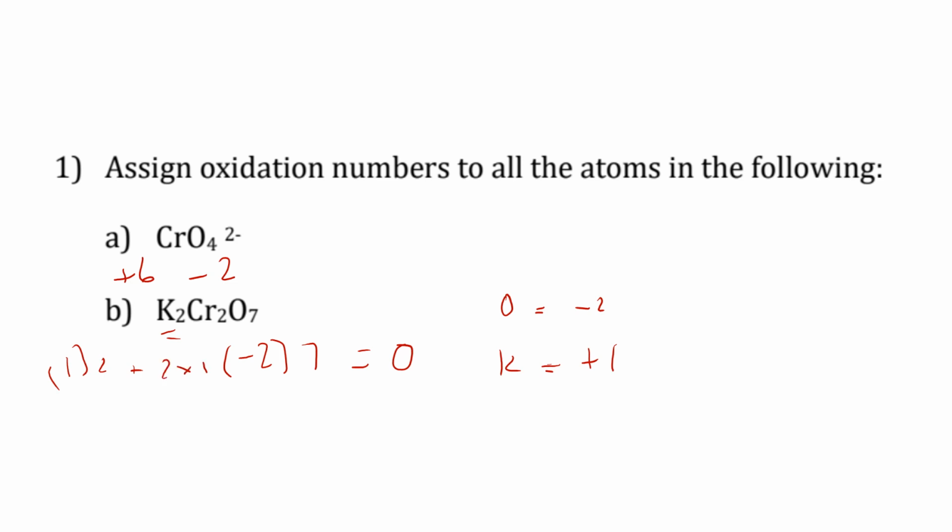It's going to be 2x plus type of thing. So I have 2x, negative 14, plus 2. Hold on, I'm just talking out loud. So 2x minus 14 plus 2, so this is 12. That means my Cr is going to equal plus 6. So those are my oxidation numbers for potassium dichromate.